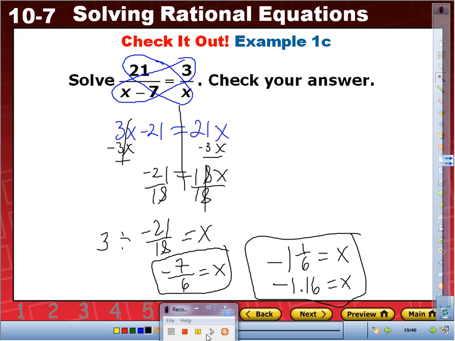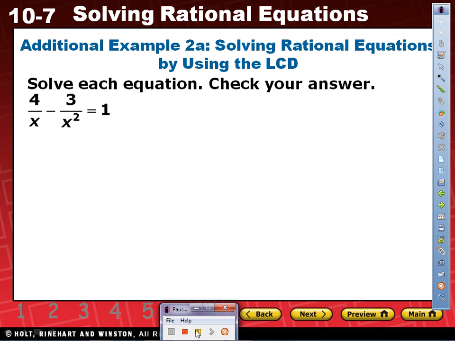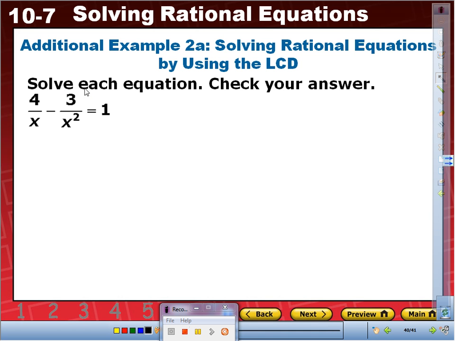Okay? Now let's get into the funner stuff. Yay! Copy this down. Example number 2. Example 2. It says, solve each equation. Check your answer. Once again, we already know how to check. Right now I want to get through the process of finding the solution for this type of equation. We got 4 over x minus 3 over x squared equals 1. Copy that, please.